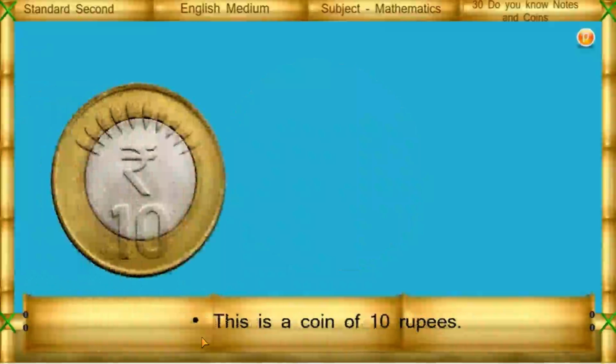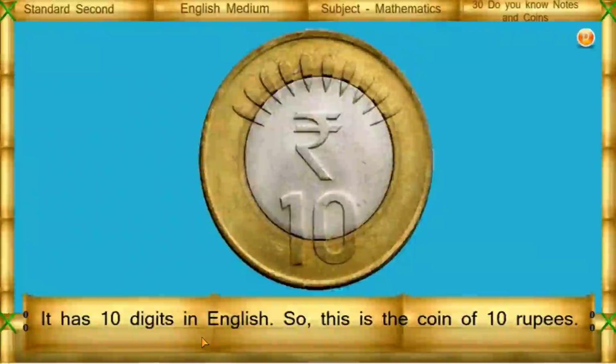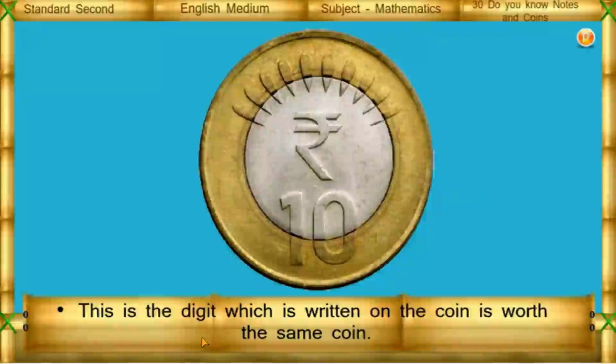This is a coin of 10 rupees. It has the number 10 written on it in English. So, this is the coin of 10 rupees. The digit which is written on the coin is the worth of the coin. Now you get it?